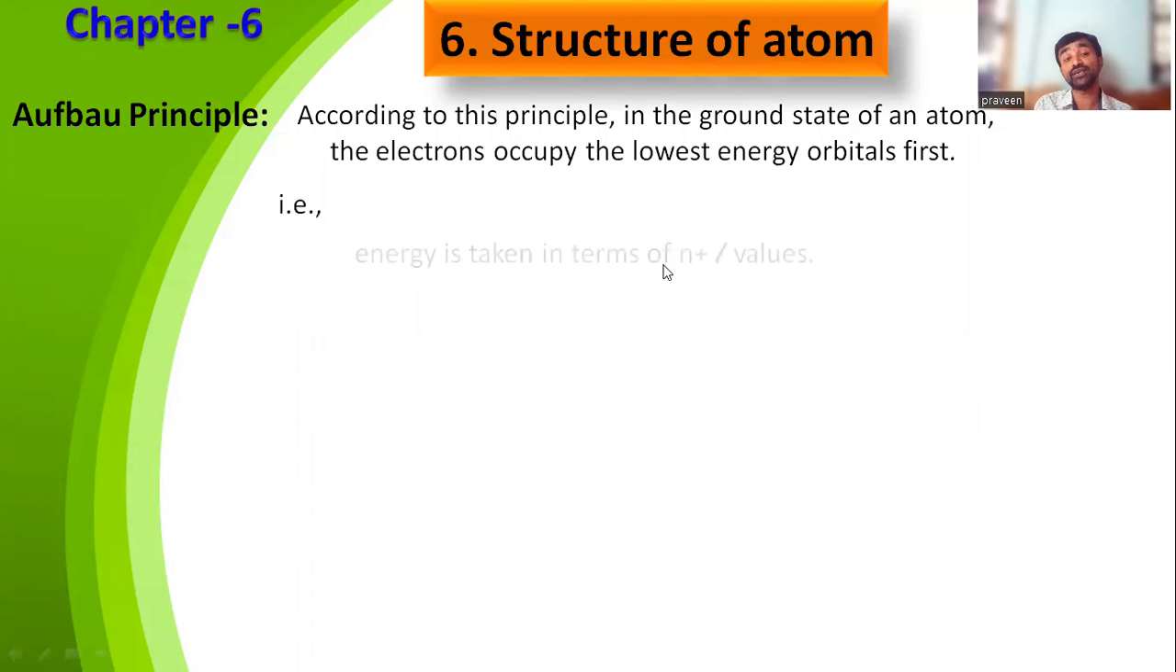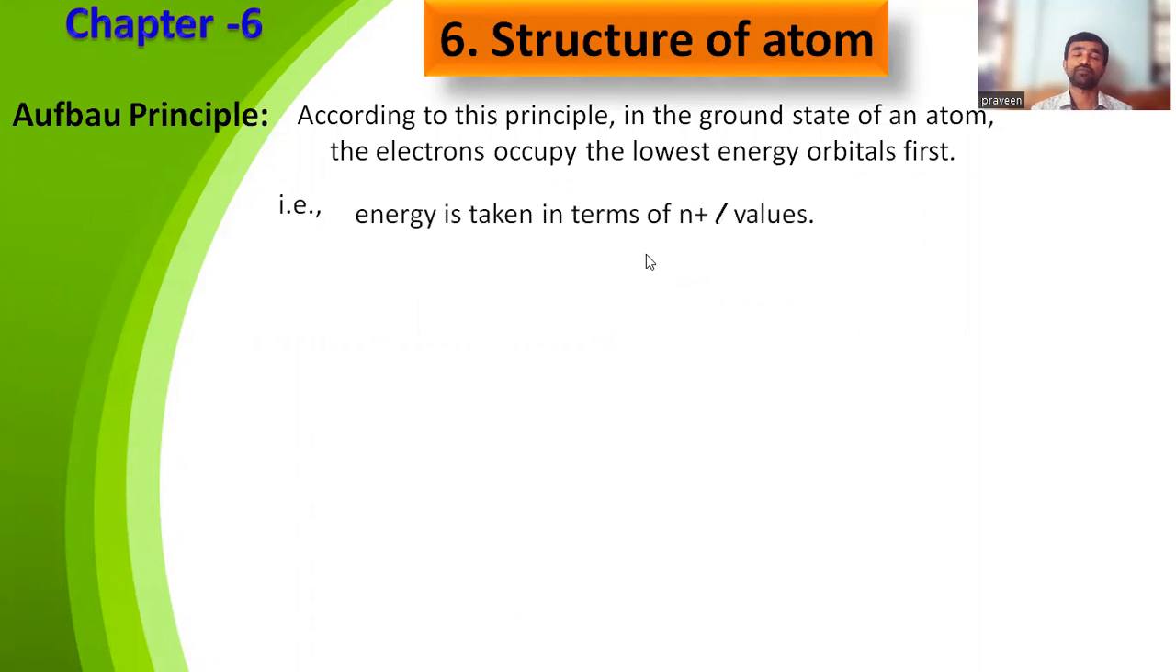That is here using n plus l values. Energy is calculated in terms of n plus l values. So n is the principal quantum number, l is the azimuthal quantum number. Suppose here, according to n possibilities, n equal to 1 is there, l equal to 0 possible. So n plus l value is equal to what? 1 we are getting. So 1s.